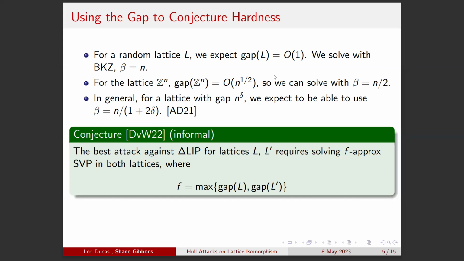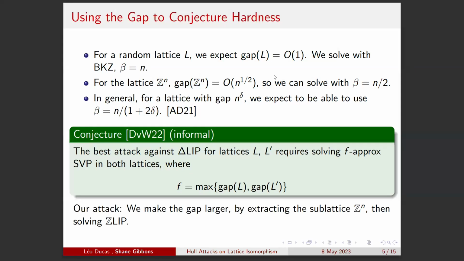And so what this is saying is that to solve SVP, you would use BKZ with the block size that you would expect to have to use to solve f-approximate SVP, not regular SVP. And so our attack is: we extract a sublattice of the entire lattice, which we know has a nicer gap, and therefore we can solve lattice isomorphism a bit more easily. And then we reconstruct the entire isomorphism from this isomorphism of the sublattices.